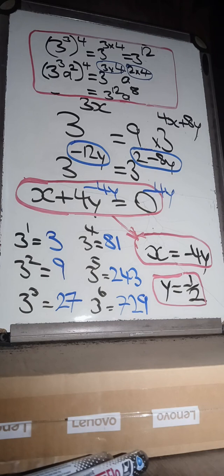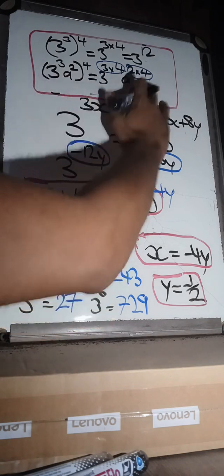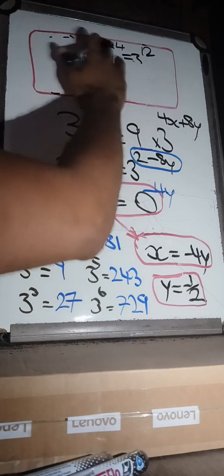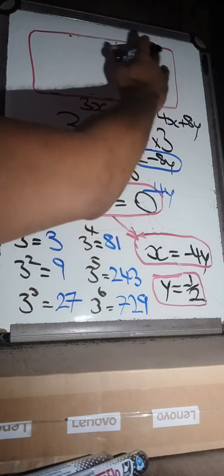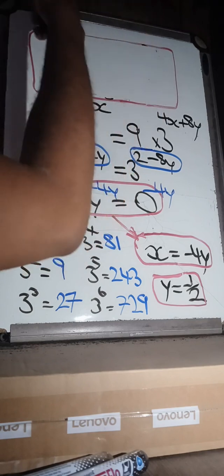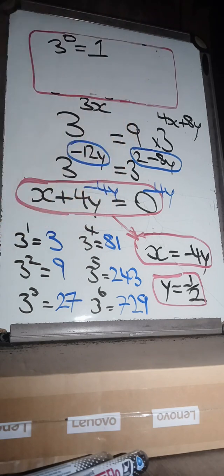Now, what's the other rule that's very important? The other rule that's important is, and this one is fairly straightforward, and it goes like this. Any number that is raised to the 0 is equal to 1. It makes sense if you think about it like this.